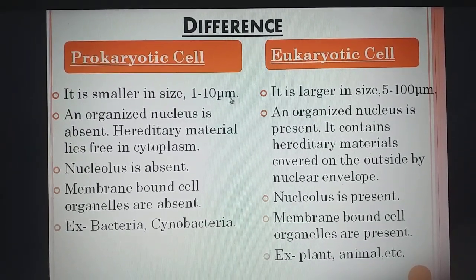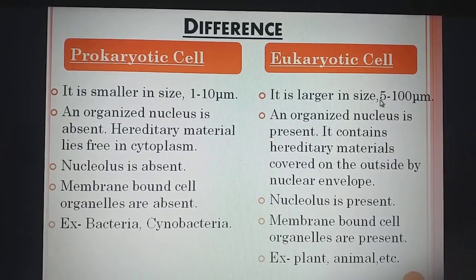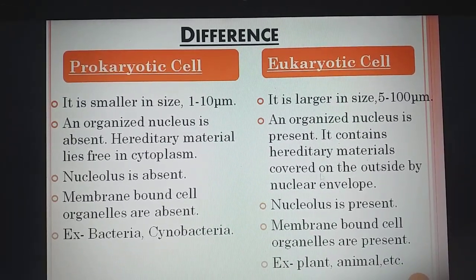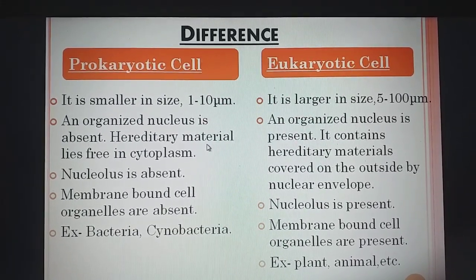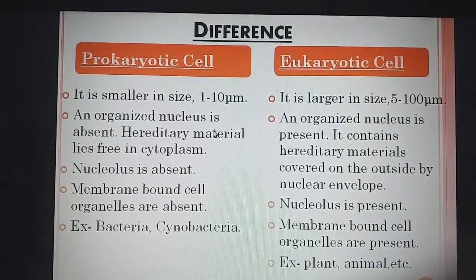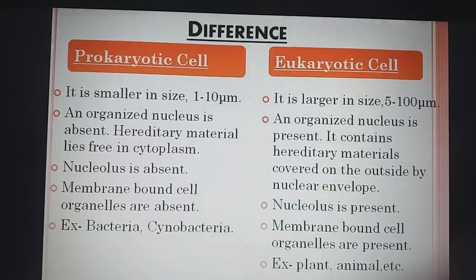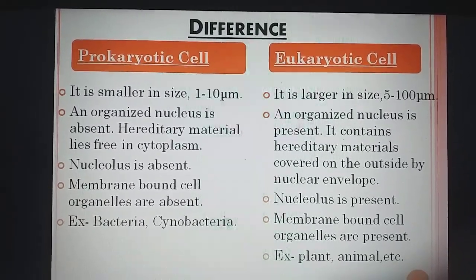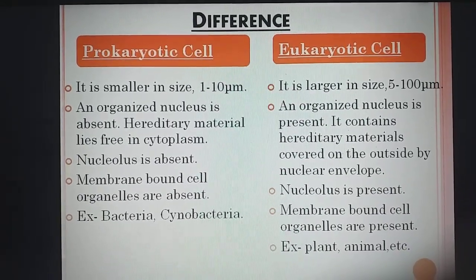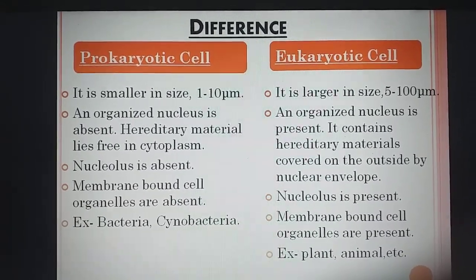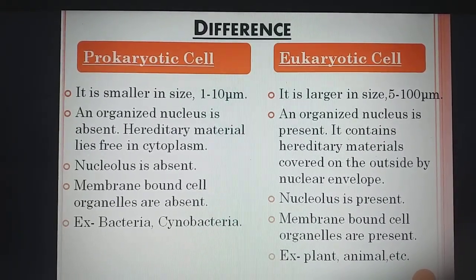Compared to the prokaryotic cell, the eukaryotic cells are larger in size, that is 5 to 100 micrometer. In prokaryotic cell, an organized nucleus is absent. If the organized nucleus is absent, it means the hereditary material is free in the cytoplasm. Whereas in eukaryotic cell, an organized nucleus is present, that contains the hereditary material covered on the outside by the nuclear envelope. Nuclear envelope is also known as the nuclear membrane.